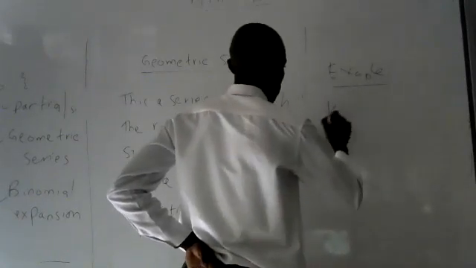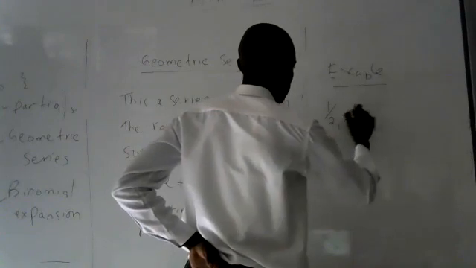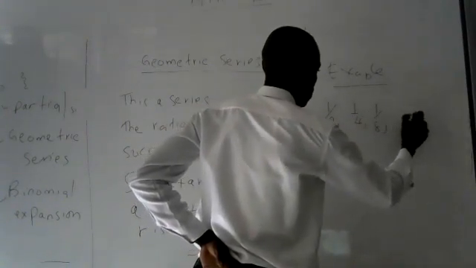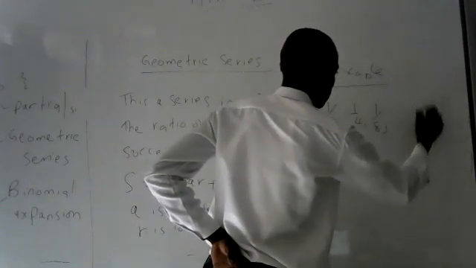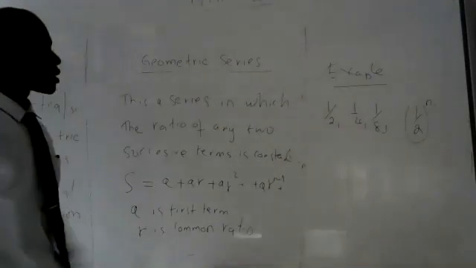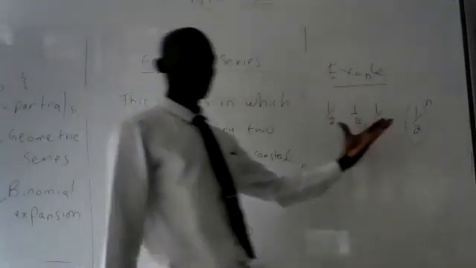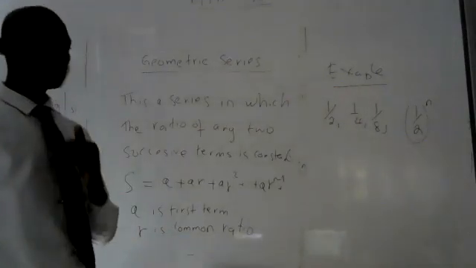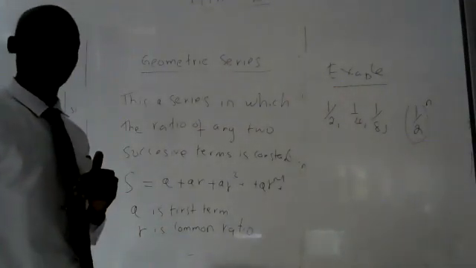This sequence starts with a half, then a quarter, then an eighth. Generally, you have a half raised to the n. This is an example of a geometric sequence, a sequence in which the ratio of any two successive terms is common.